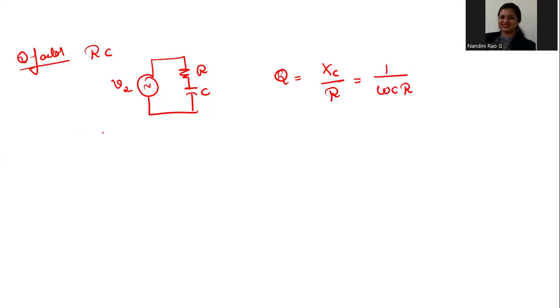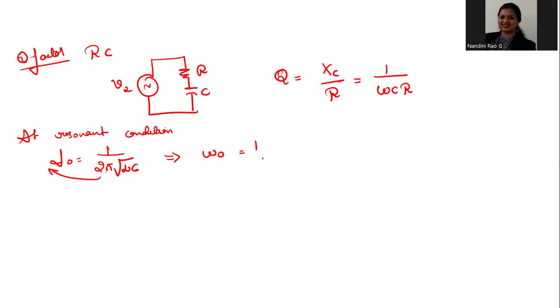So if I want to find omega naught at resonant condition, what is omega naught? No, see, F naught is what? 1 by 2 pi root LC. Correct? So what do I have to do to get omega naught? I just have to bring 2 pi here. So that implies omega naught is equal to 1 by root LC.